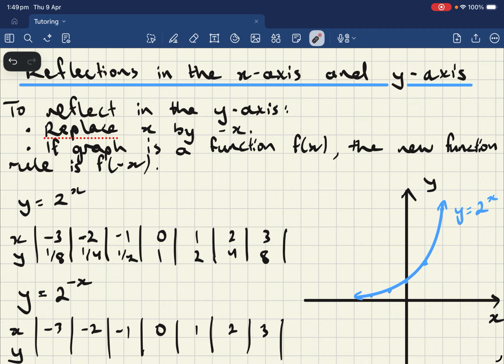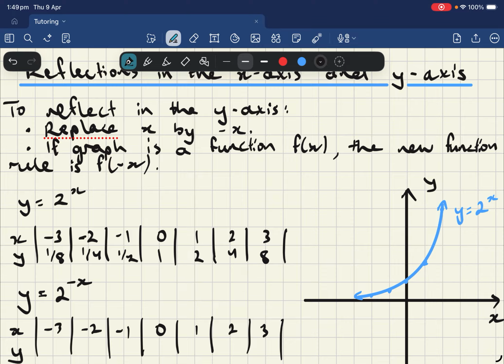But what we're going to do here is reflect this in the y-axis. So my x input becomes negative. I just stick a negative sign in front of this. And we're going to see what's going to end up happening. Now, if I were to substitute in negative 3 here, this would be 2 to the power of minus 3, which is 2 to the power of positive 3, which gives us 8 over here. If we do the same thing with negative 2, this will give us 2 to the power of minus 2, which is 2 to the power of positive 2, and vice versa.